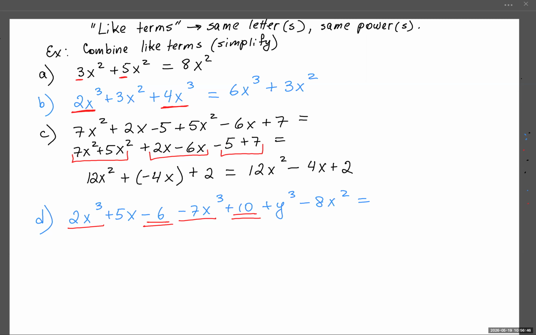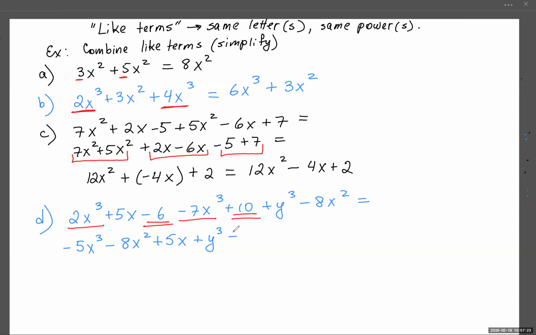So let's go ahead and do that. With the x cubed, we have 2 and then minus 7x cubed. 2 minus 7 is negative 5. X cubed gets rewritten. Then I'm going to go ahead and put the powers in order. It's fairly common in higher level mathematics. Then it's minus 8x squared. Then come the x's, so I have just 5x, so plus 5x. Then I'm going to go ahead and put the y cubed in, and then just the numbers without the x.